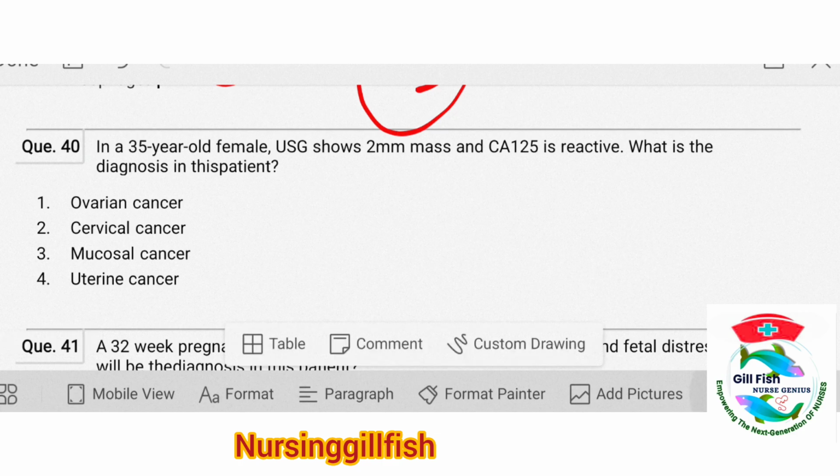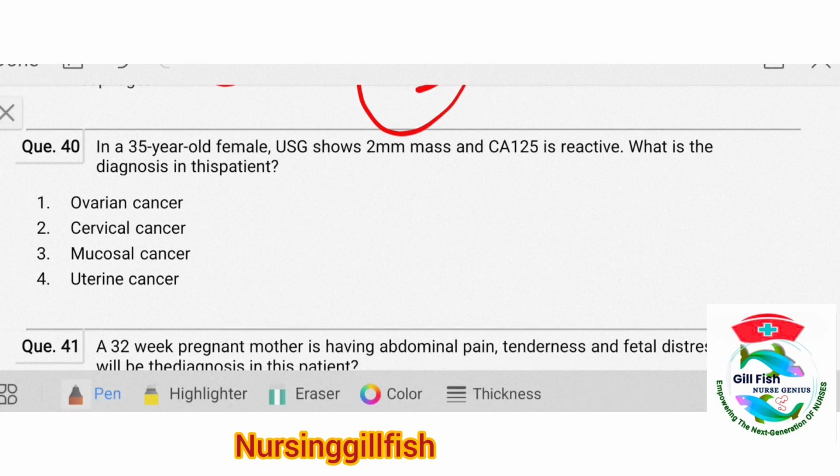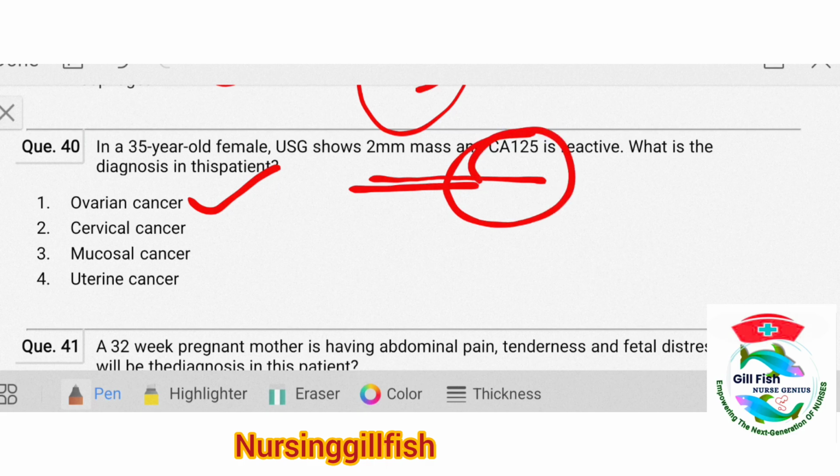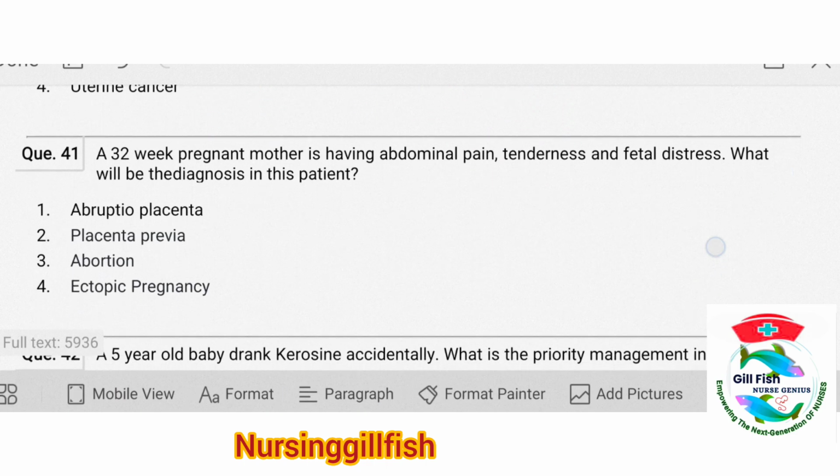In a 35-year-old female, USG shows a 2mm mass and CA 125 is reactive. CA means cancer, you know that, everyone. What is the diagnosis of the patient? CA 125, and the age is 35 years. Options: ovarian cancer, cervical cancer, mucosal cancer and uterine cancer. USG shows a 2mm mass, where is it? It is in the ovary. So ovarian cancer will be the correct answer, because it is showing CA 125 also. Okay, fine. Move on to another question.